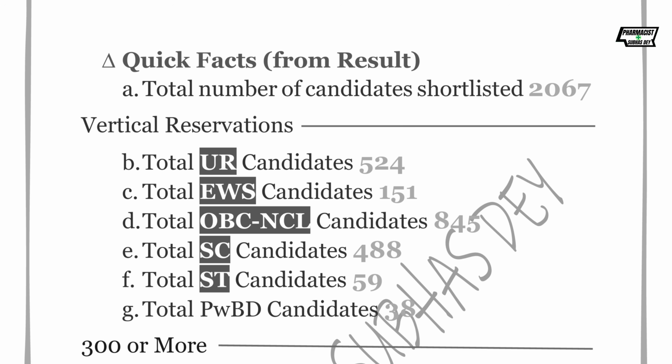So we'll talk about vertical reservations. We know that there are some reservations like EWS, OBC non-creamy layer, and scheduled caste and scheduled tribes. So total UR candidates shortlisted is 524. Total EWS candidates shortlisted is 151. For OBC non-creamy layer, it is the highest, 845 candidates are shortlisted, and for SC it is 488, and ST it's 59. And PWD we have also segregated, but there were no separate PWD posts. So only 38 candidates were shortlisted.